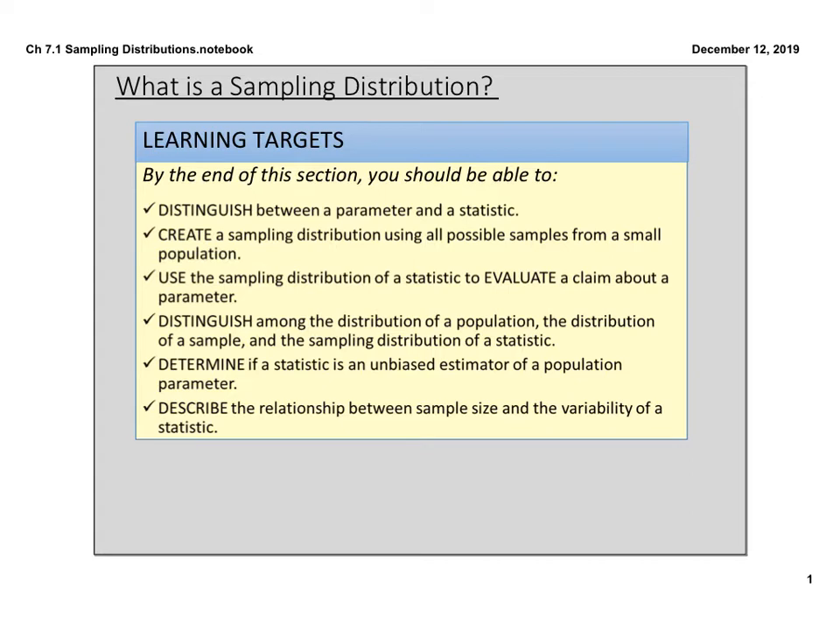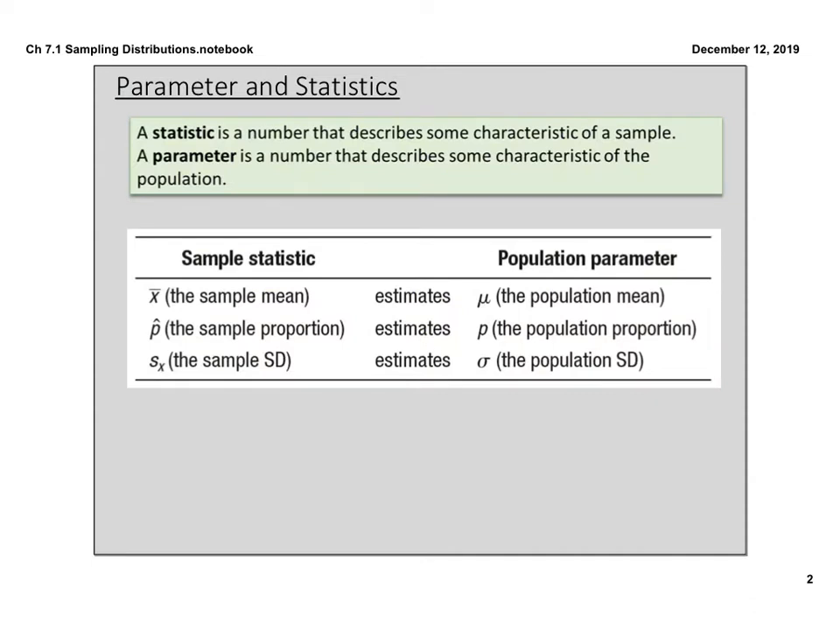We're getting into chapter 7, and we're going to talk about sampling distributions. So the first thing to distinguish is the difference between a couple of definitions here, a parameter and a statistic. A statistic is a number that describes some characteristic of a sample, for example, the mean or the standard deviation. You can have a mean of a sample, and that's a statistic, okay? The parameter is a number that describes a characteristic of a population.